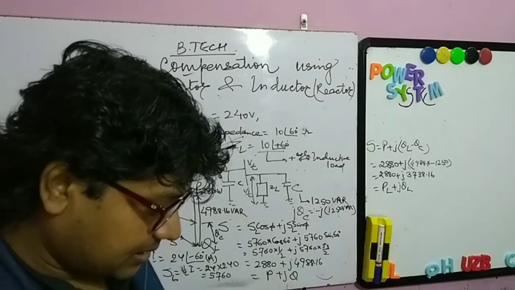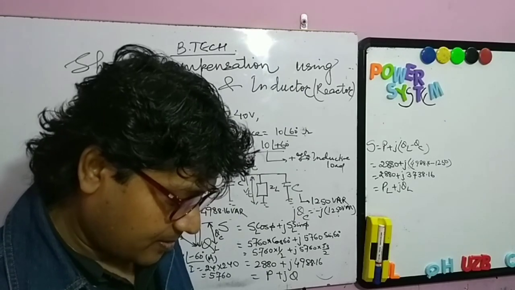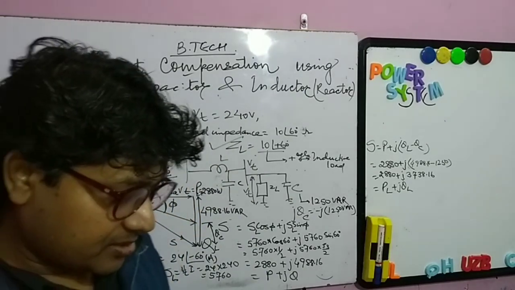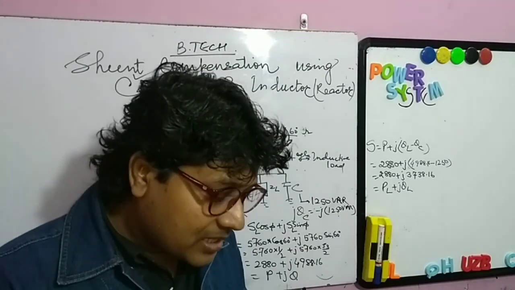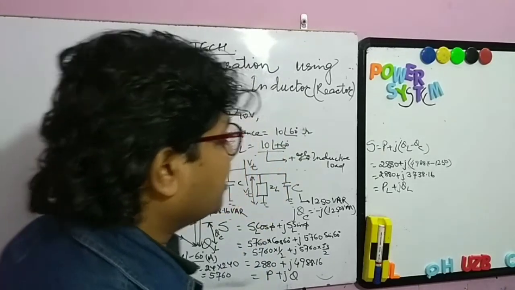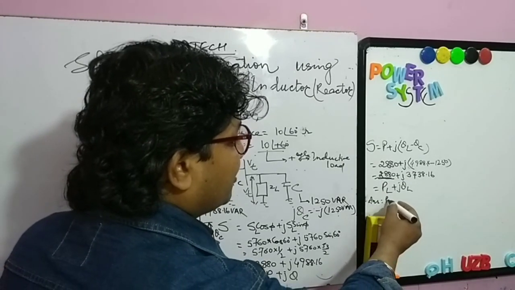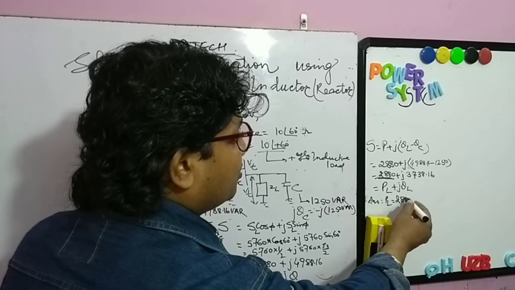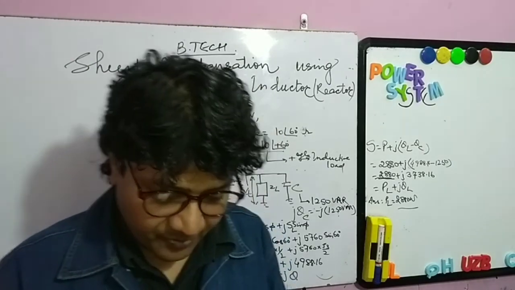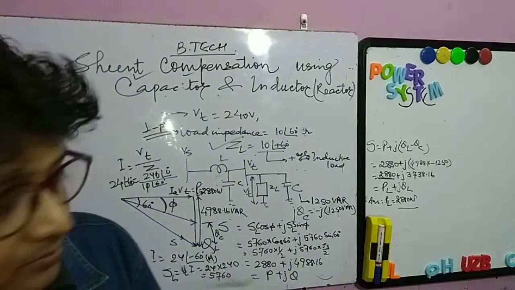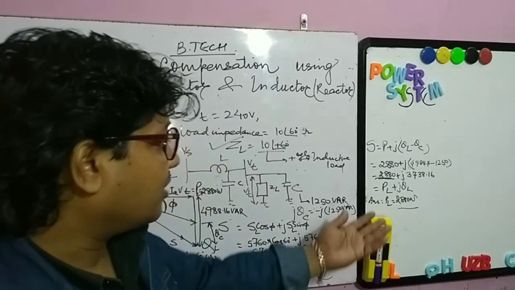Now what is the question? The question is asking us to find out the real power supplied by the source. There is no change in the real power, and this is the real power. So our answer will be the real power, 2880 watt. So the option is B, and B is our correct answer, right? So the answer is B.